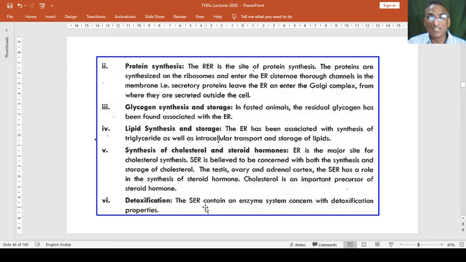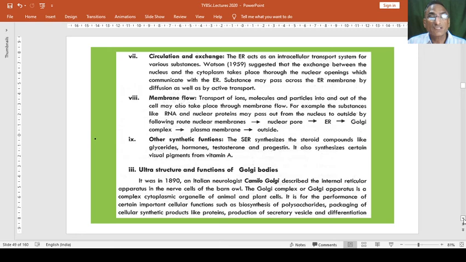Sixth function is detoxification. The smooth endoplasmic reticulum contains an enzyme system concerned with detoxification properties, and it controls the toxic or acidic material of the cells. In this way, endoplasmic reticulum performs many functions. Before we study the next one, the seventh function is circulation and exchange of material.